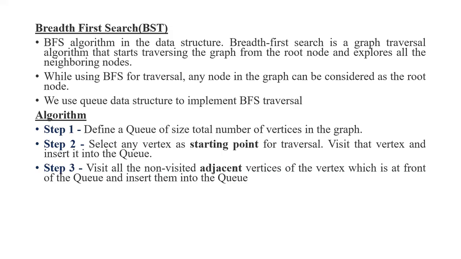Step 1: first, we have to define a queue of size equal to the total number of vertices in the graph. The second step is to select any vertex as a starting point for traversal, visit that vertex and insert it into the queue. Third step: visit all the non-visited adjacent vertices of the vertex which is at the front of the queue, and insert them into the queue.